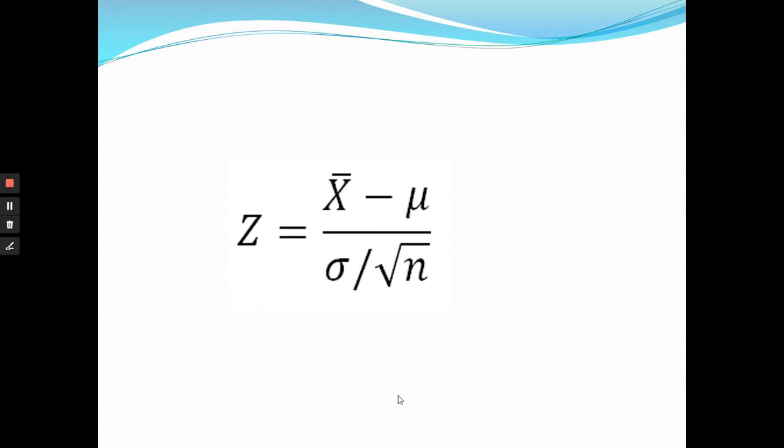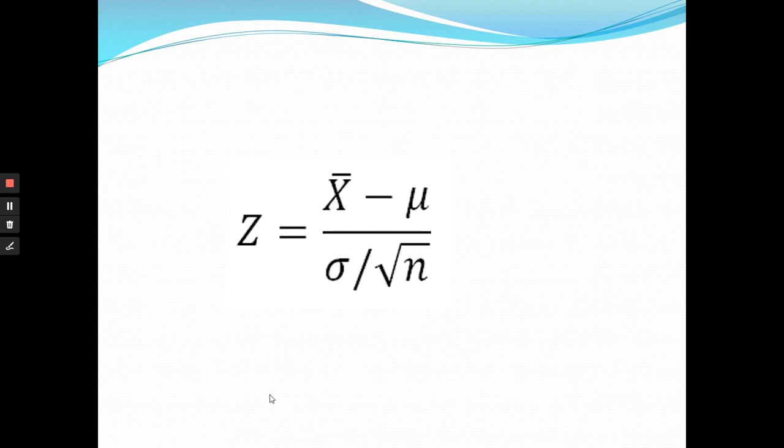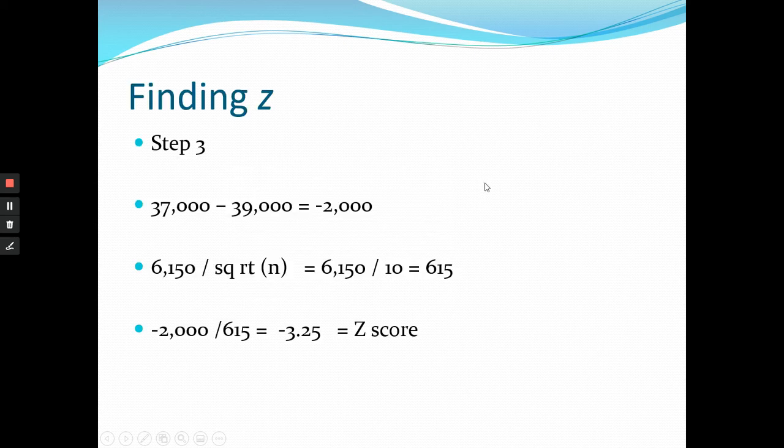Remember, our formula is sample mean minus the population mean divided by standard deviation divided by the square root of n. Here's our sample mean, 37,000. Here's our population mean, 39,000. Here's our standard deviation, 6,150. Here's our n, 100. So we just plug that there: 37,000, 39,000, 6,150, 100. We plug it in.